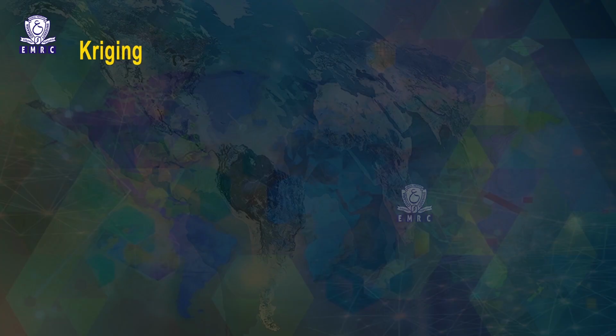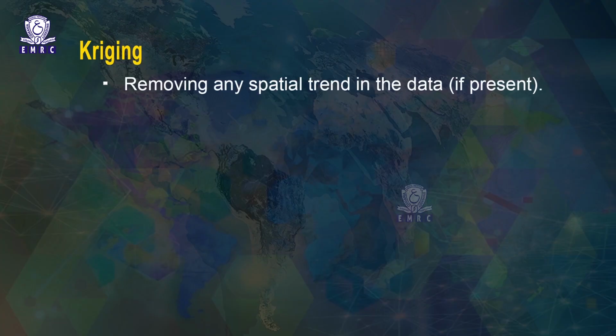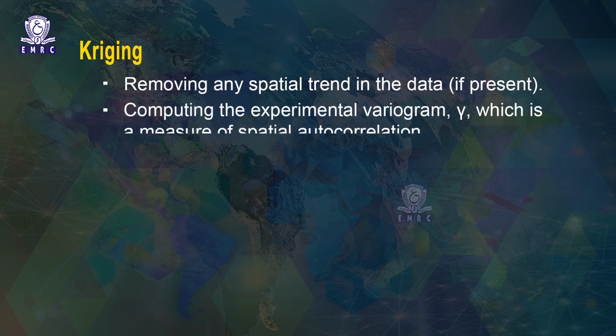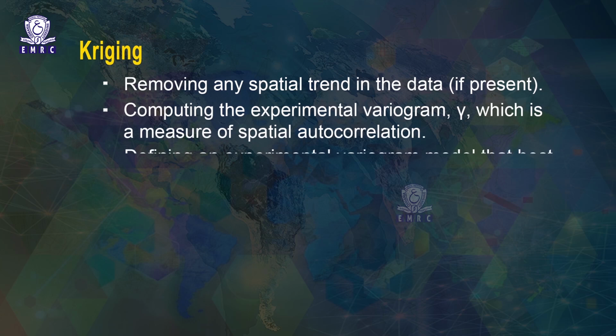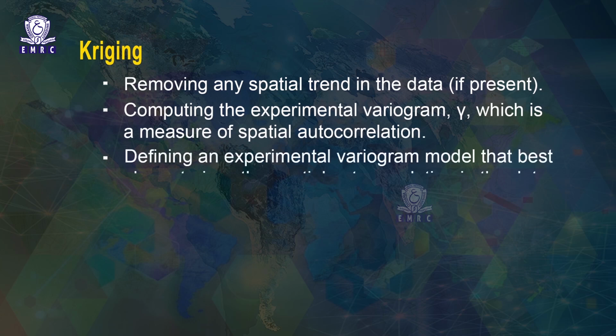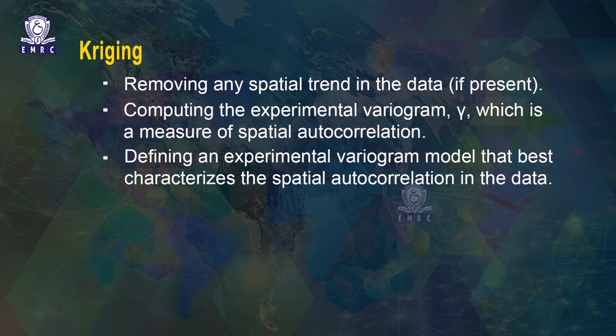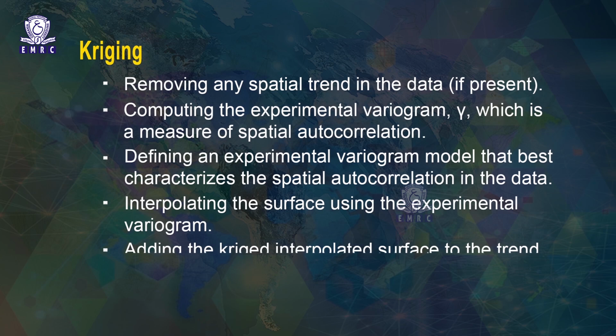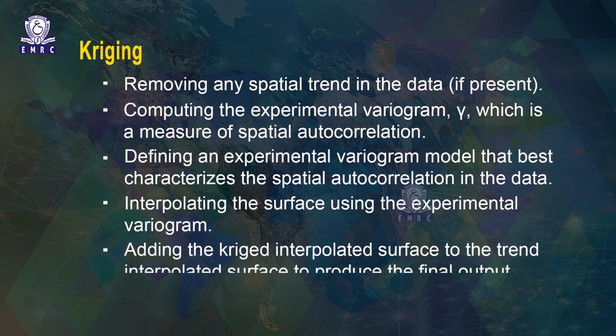This form of Kriging usually involves 4 steps: removing any spatial trend in the data if present, computing the experimental variogram gamma, which is a measure of spatial autocorrelation, defining an experimental variogram model that best characterizes the spatial autocorrelation in the data, interpolating the surface using the experimental variogram, and adding the Kriged interpolated surface to the trend interpolated surface to produce the final output.